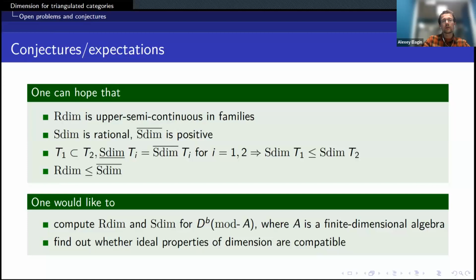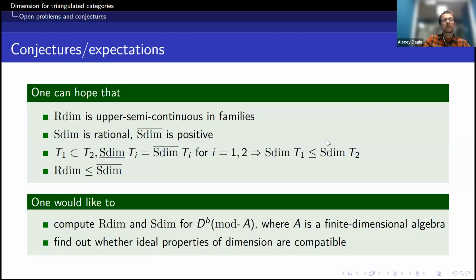And finally, it's natural to try to compare these two dimensions. They are defined from very different points of view, so probably they reflect different properties of the category. But once again, in all examples that we have, Rouquier dimension is bounded from above by upper Serre dimension. So probably this is always so, or at least probably if the two Serre dimensions are equal, maybe under this assumption, Rouquier dimension is bounded from above by Serre dimension. This is also not known.